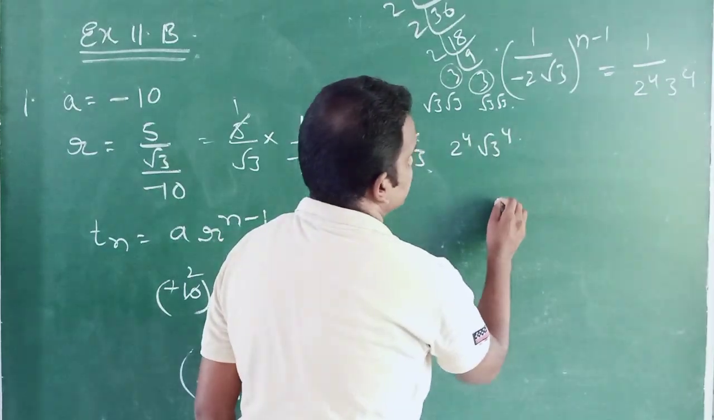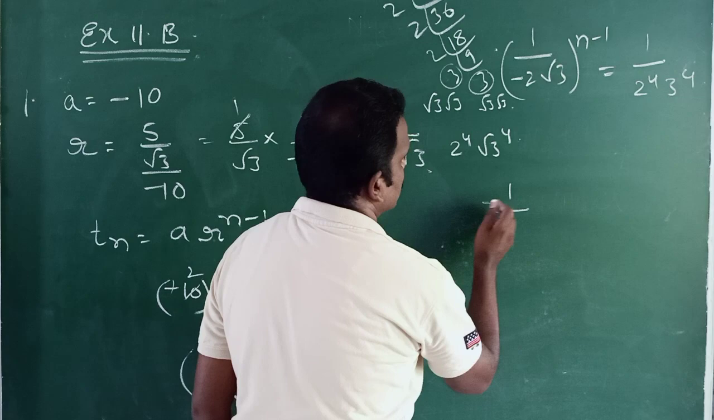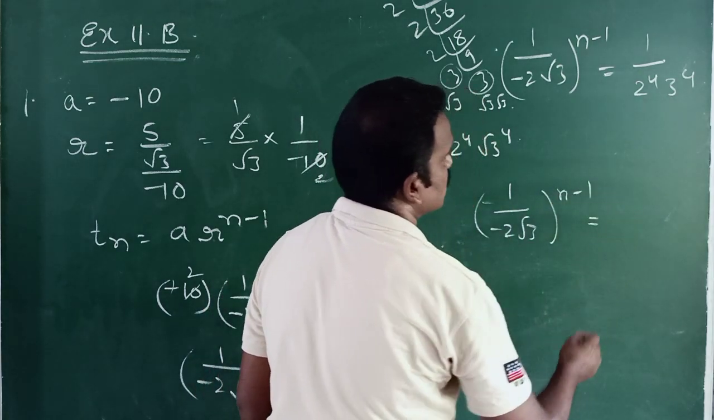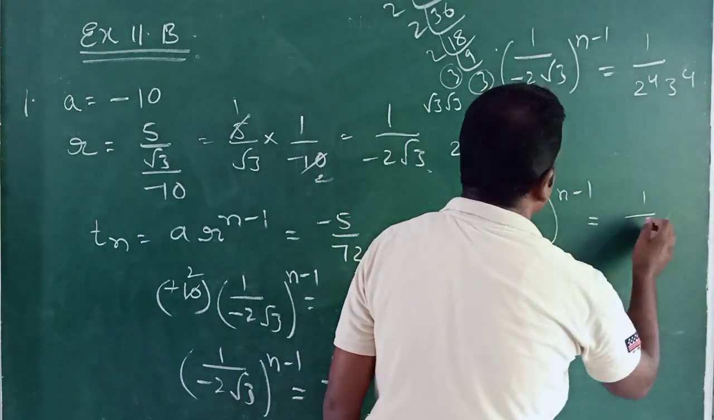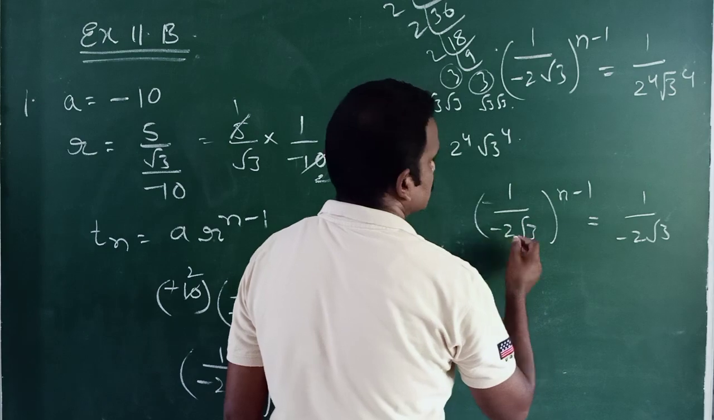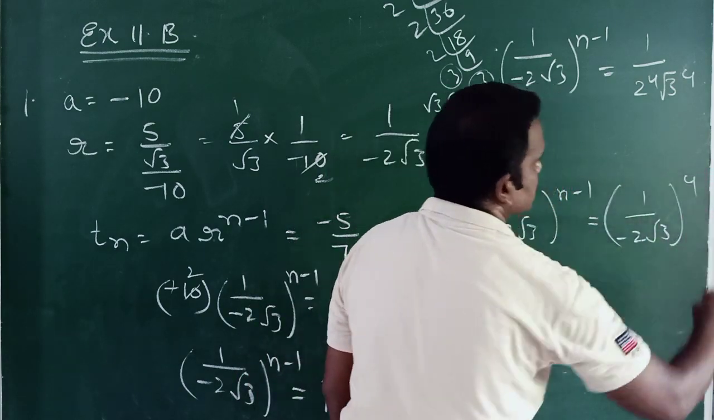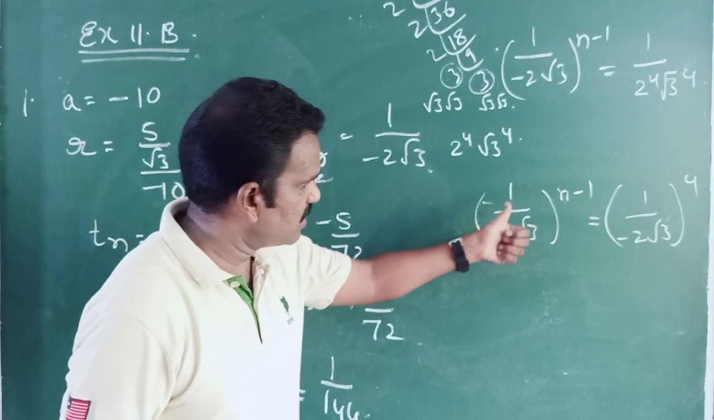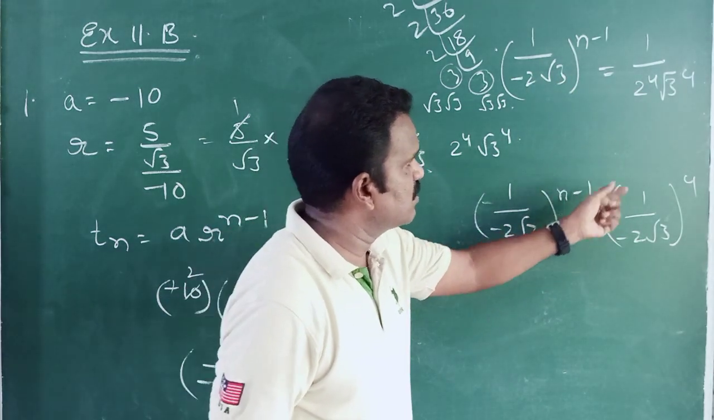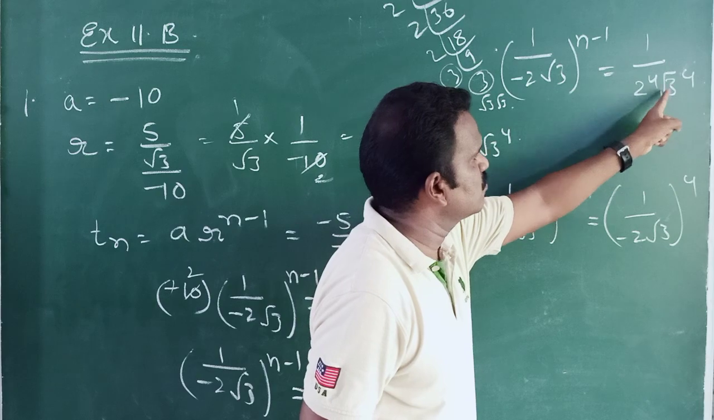Next, let us continue the simplification. (1/(-2√3)) to the power of n minus 1 is equal to (1/(-2√3)) to the power of 4. Here also one point is there. Look here. (1/(-2√3)) to the power of n minus 1 is equal to 1 by 2 to the power of 4, √3 to the power of 4.